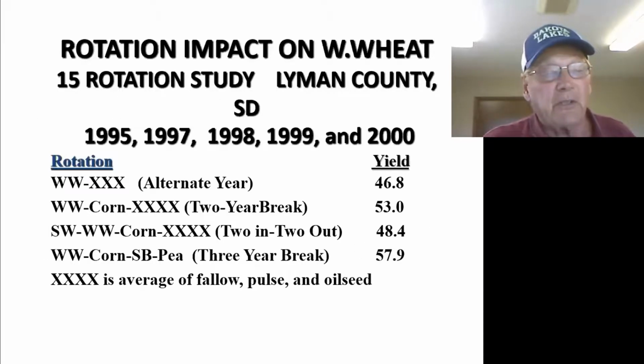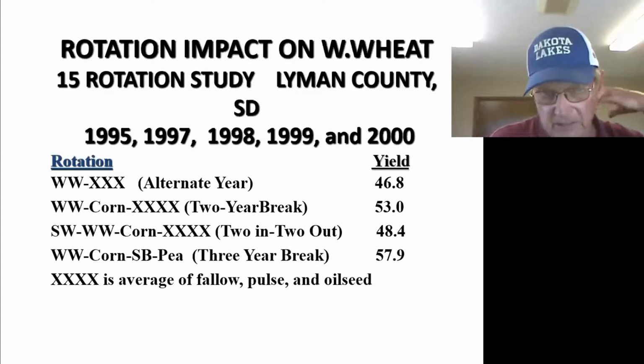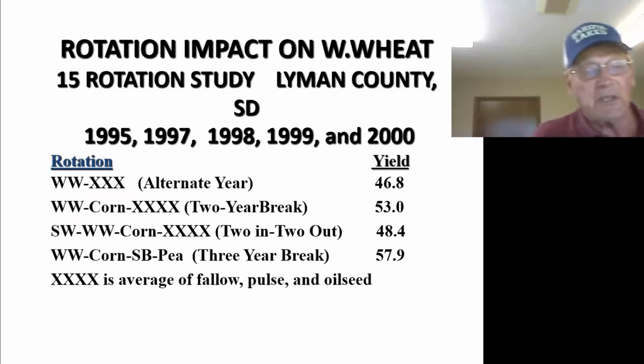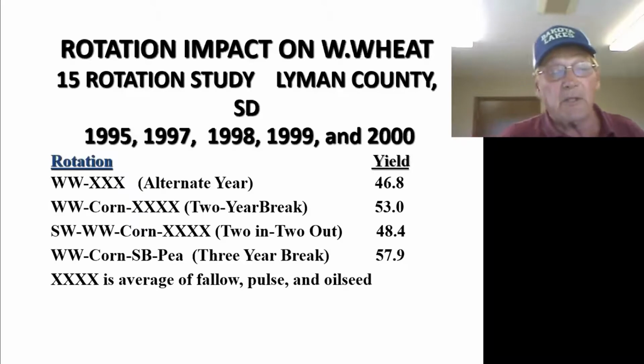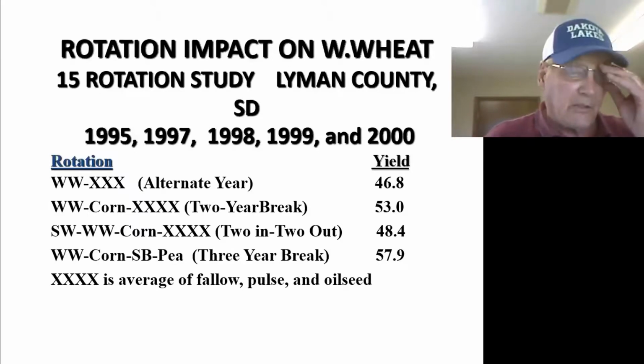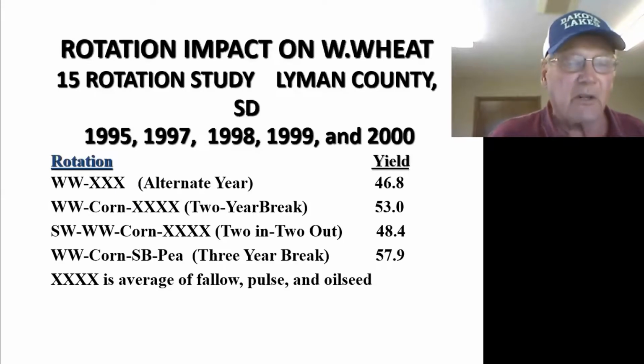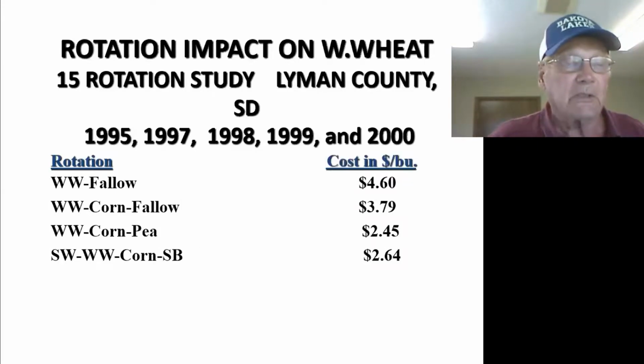Here's a result of that one rotation study that ended in 2002. The alternate year rotations were significantly worse than anything that had variety to it. If we wanted to do half wheat, which was what they wanted to do at that period of time, we'd be better off to do this stack thing where we put 2 wheats in a row and 2 years out. So the secret is the long breaks.